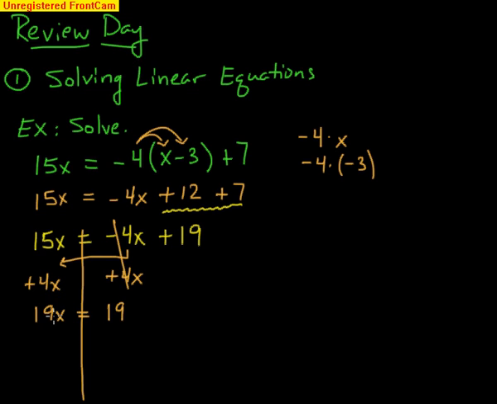So then this is 19 times x. We want to get rid of the 19. It's multiplying, so we divide by 19. The 19's over here cancel. X equals, and then 19 divided by 19, we should know that anything divided by itself is 1. So the answer to this question is x equals 1. Solving a linear equation.